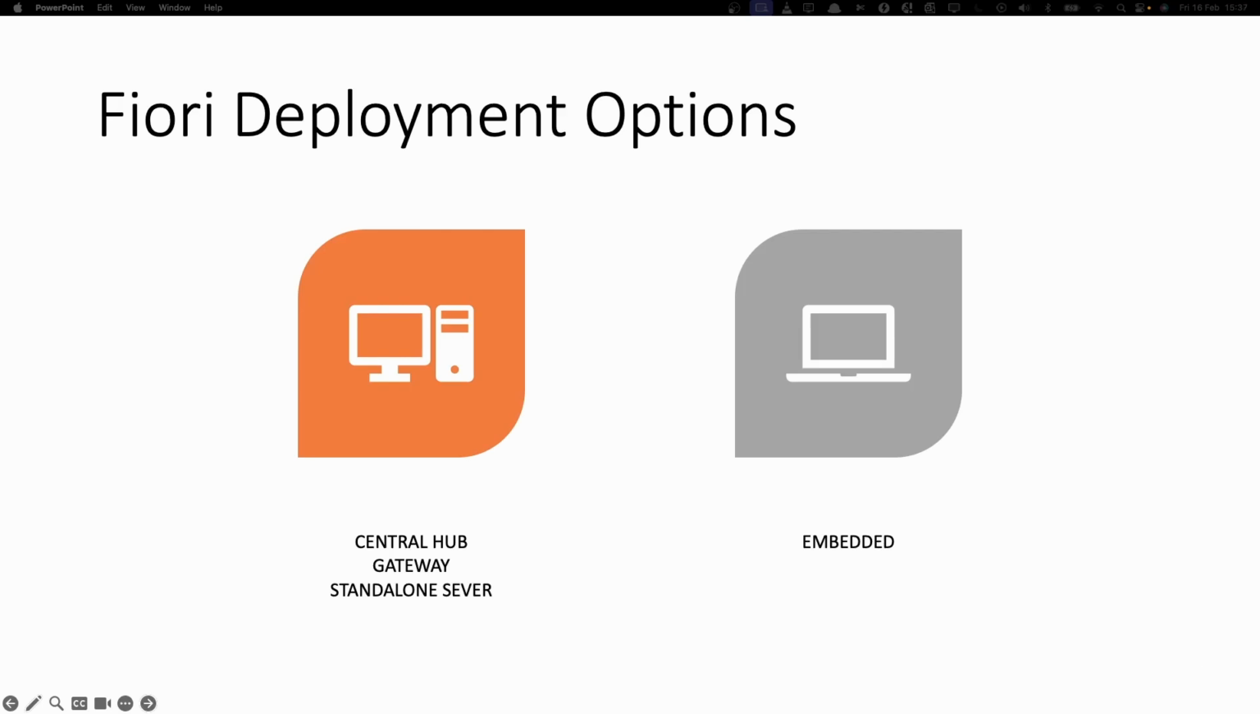Now let's take a look at the various Fiori deployment options. It's possible to deploy Fiori in two configurations. The first is central hub deployment. It's also sometimes called a gateway deployment or a standalone server deployment. The other configuration is known as the embedded deployment, and this is the one which is usually recommended by SAP and is the one which will be supported going forward.